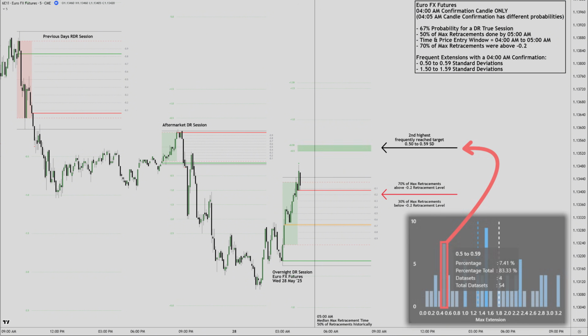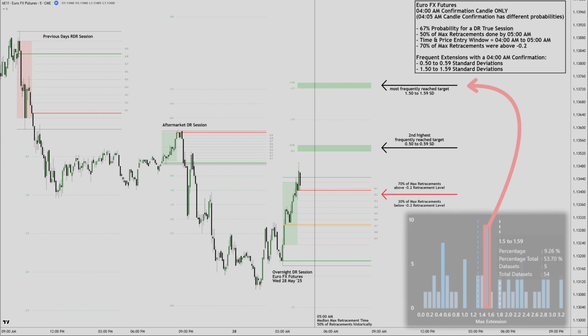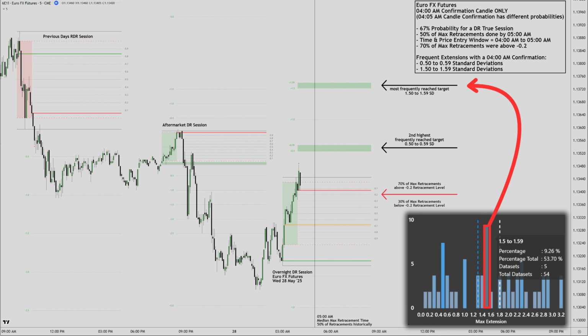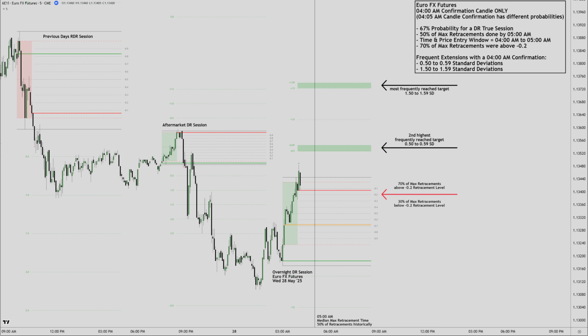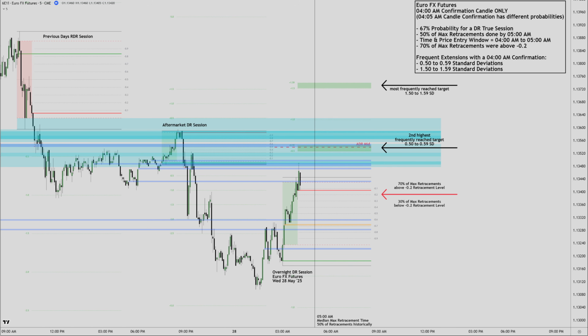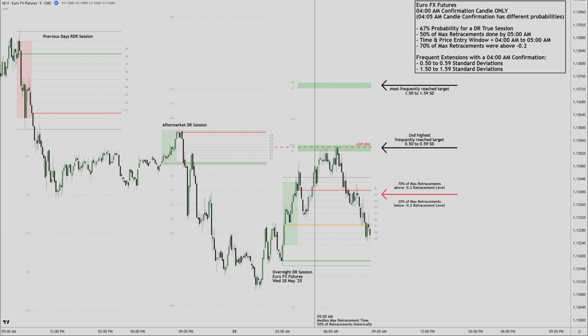Many times in the past with a 4 a.m. candle confirmation, price reached only the plus 0.5 to 0.59 area, and most of the times 1.5 to 1.59 standard deviations. So even historical data insights would give you a clue not to take this trade, or at least expect a strong rejection after hitting 0.5 to 0.59 standard deviations. In this example, 0.5 to 0.59 aligned with a massive barrier for price with multiple previous DR levels, a gap imbalance, and the aftermarket session mid to be broken.